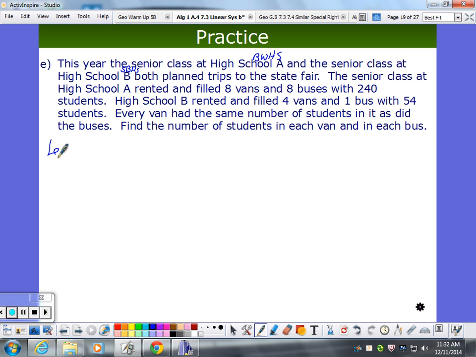Make a let statement. Let x equal the number of students in a van, and let y equal the number of students in a bus. So this is what I'm trying to find.